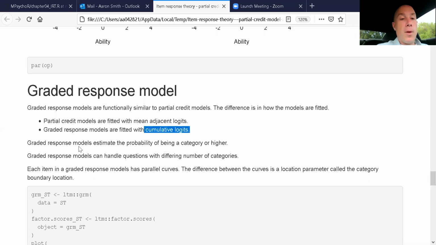All right, so there's just a mathematical difference. To truly understand it, we need to understand the differences. We need to write down the formulas. I don't want to get real deep into it. It's in Modern Psychometrics with R if you want to take a look.